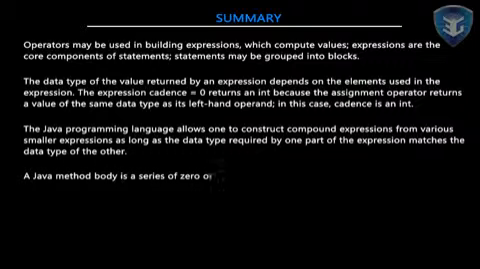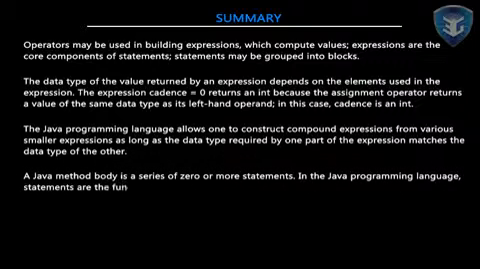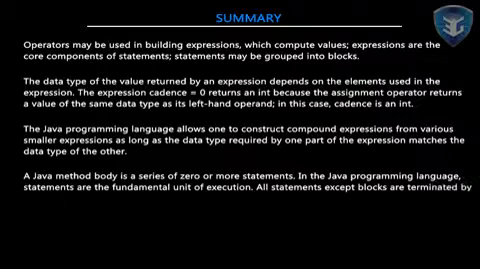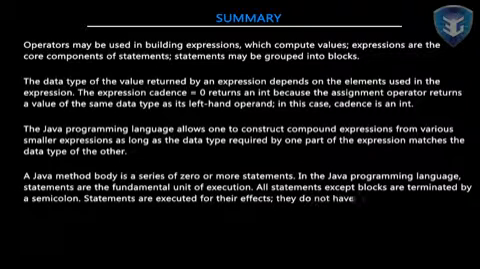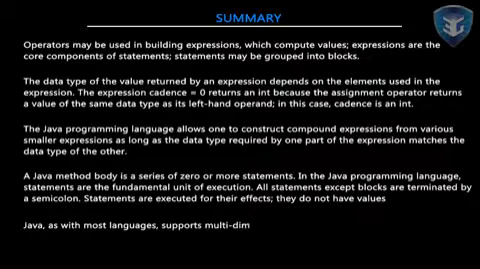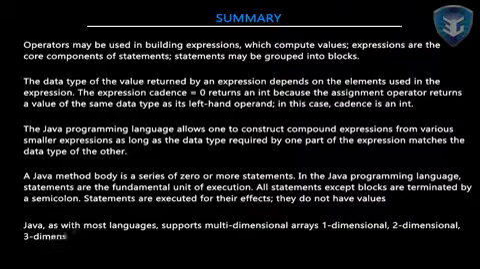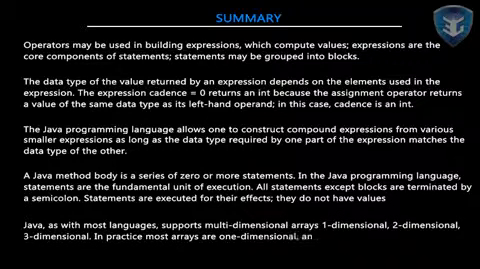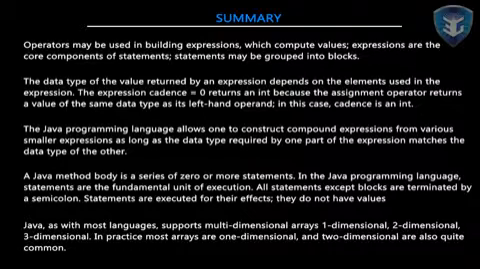A Java method body is a series of 0 or more statements. In the Java programming language, statements are the fundamental unit of execution. All statements except blocks are terminated by a semicolon. Statements are executed for their effects. They do not have values. Java, as with most languages, supports multidimensional arrays: one-dimensional, two-dimensional, three-dimensional. In practice, most arrays are one-dimensional, and two-dimensional arrays are also quite common.